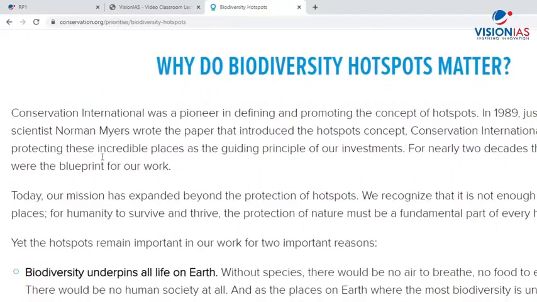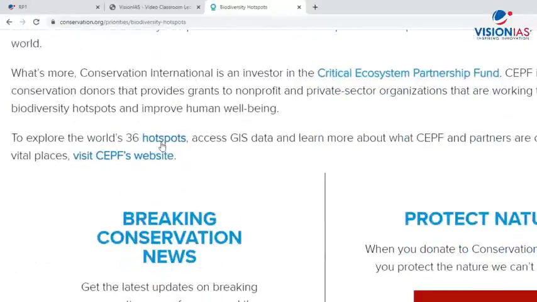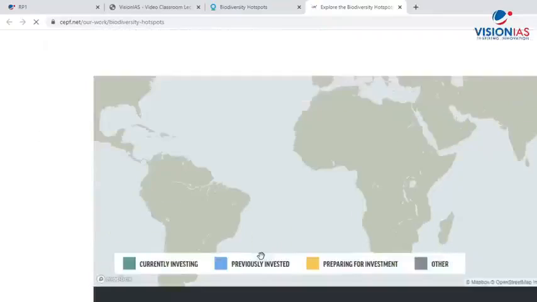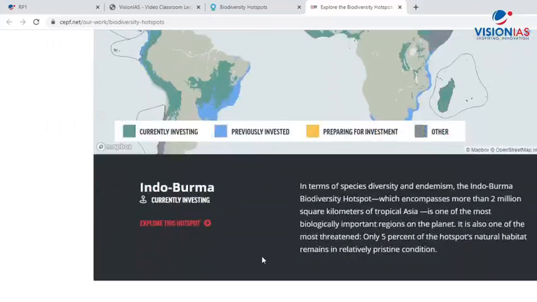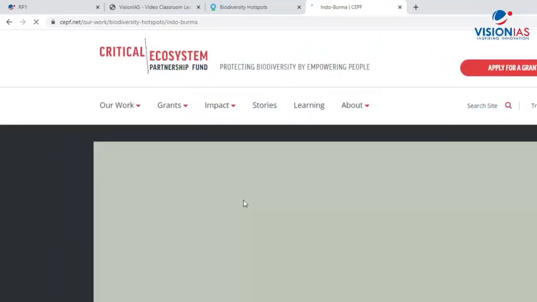And again, who gave the concept? Scientist Norman Myers, who wrote the paper. And in 1989 CI was formed, Conservation International. Now I'll take you to this one. There you have a map. When you click on this, you will get the map. Explore the biodiversity hotspot. Whenever you have any problem in understanding, like here Indo-Burma, you can see here, I'll explore this hotspot, Indo-Burma hotspot.